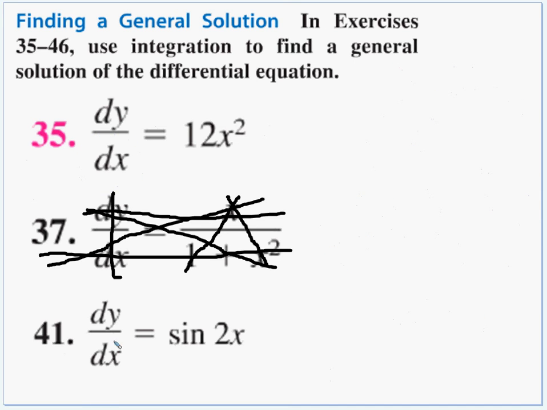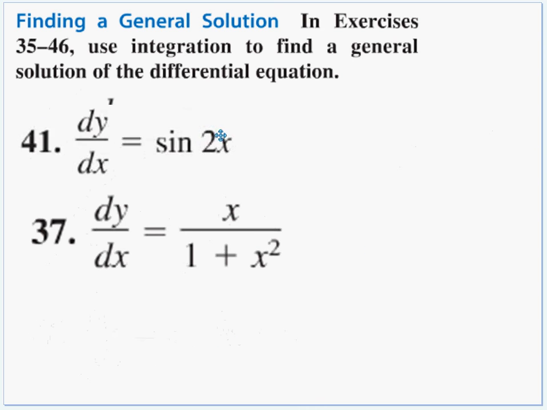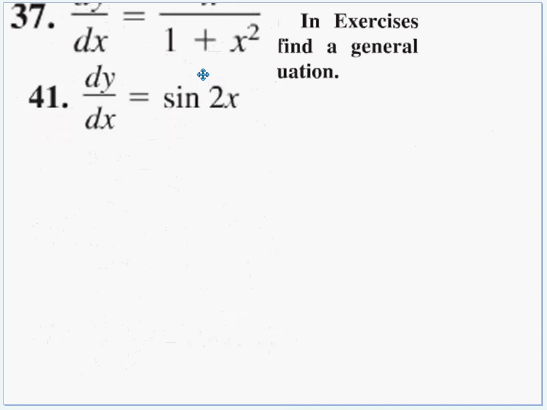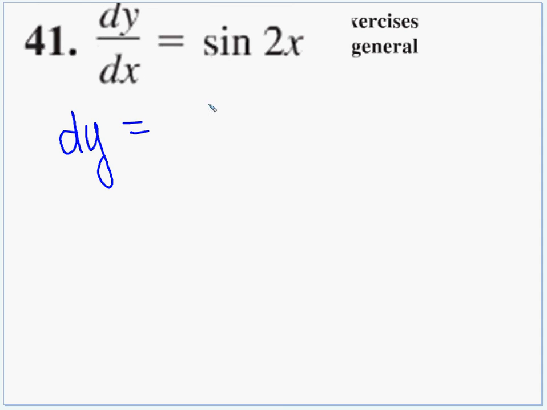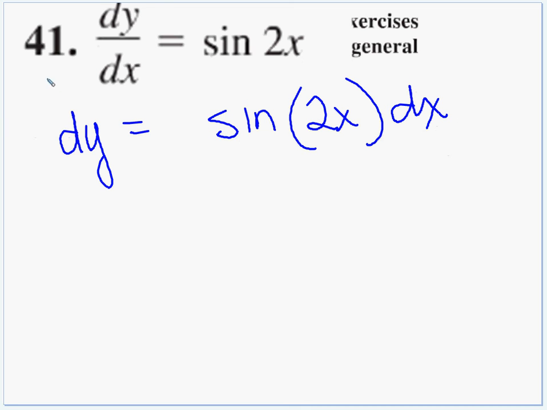And then 41, same song and dance. We're going to multiply both sides by the dx. So now the dx appears on the other side. So let's see. We now have dy is equal to the sine of 2x dx. If I antiderive the left side with respect to y, that just becomes y equals.